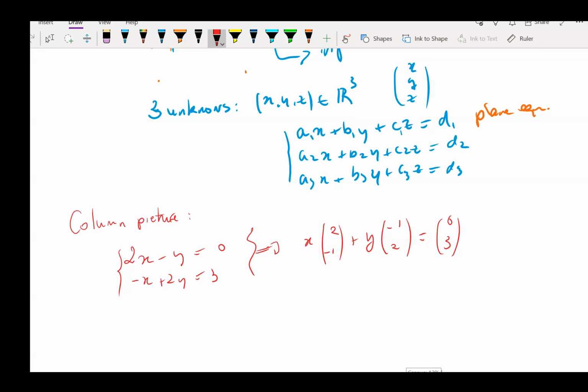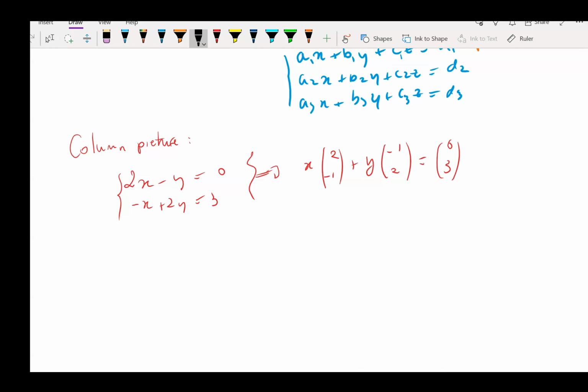In other words, what does that mean? Let's draw my R2 plane, with x and y. And I've got my first vector, let's call it A, and the other vector, let's call it B. A is (2, -1), so you can represent it with an arrow around here. So that's my vector A. And my vector B is (-1, 2), something like that. So that's my vector B.